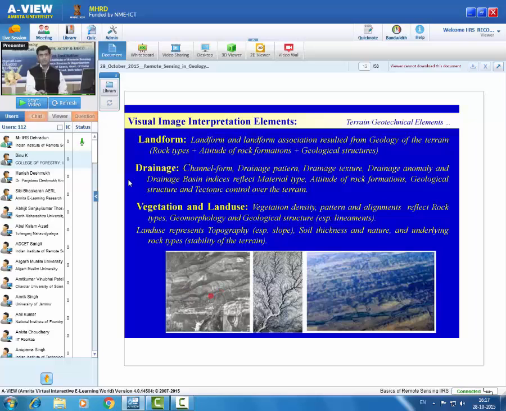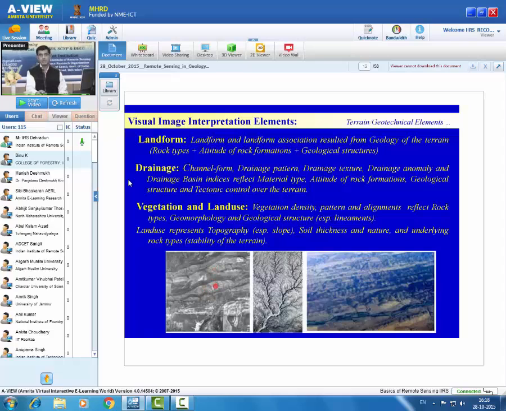What does it mean? Basically there is a layered appearance of the rocks. Some rocks are developing the ridge and some rocks are developing the valleys. So what does it mean? The rock which is developing a valley is a soft rock, that is why it is eroding much faster. Whereas the rocks which are developing the ridge are hard and compact rocks.